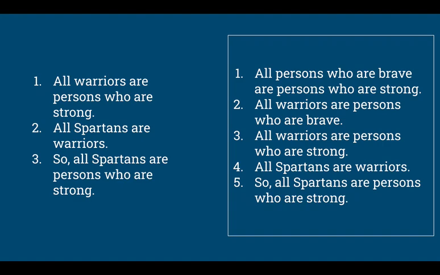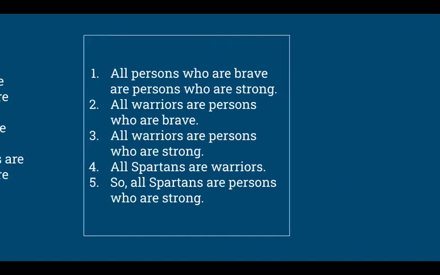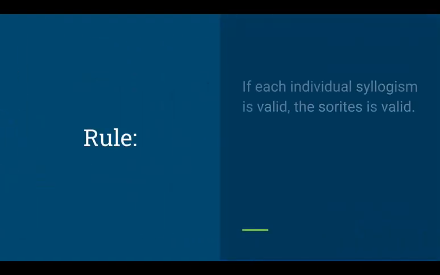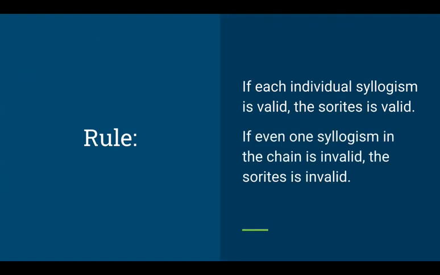That is the official way of assessing Sorites for validity, and here is the rule. If each individual syllogism is valid, the Sorites is valid. If even one syllogism in the chain is invalid, the Sorites is invalid. So what's going on here is if you check each individual syllogism all the way down and you make it to the conclusion, you've got yourself a valid argument.